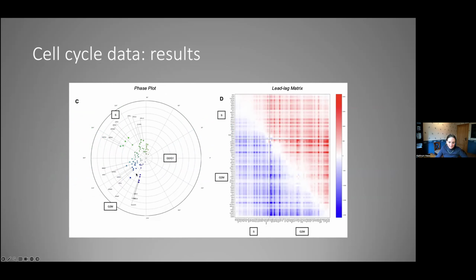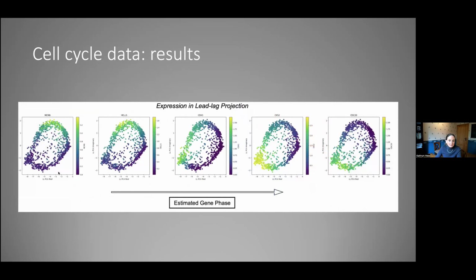It plots very nicely in the phase plot as well, with S followed by G2M, so that matches well with what one knows about the cell cycle. And then you could look for specific genes, such as MCM, and so on. These are various genes for which you ask, when are they most expressed? And you can see when exactly they're expressed in the different phases of the cycle like this.